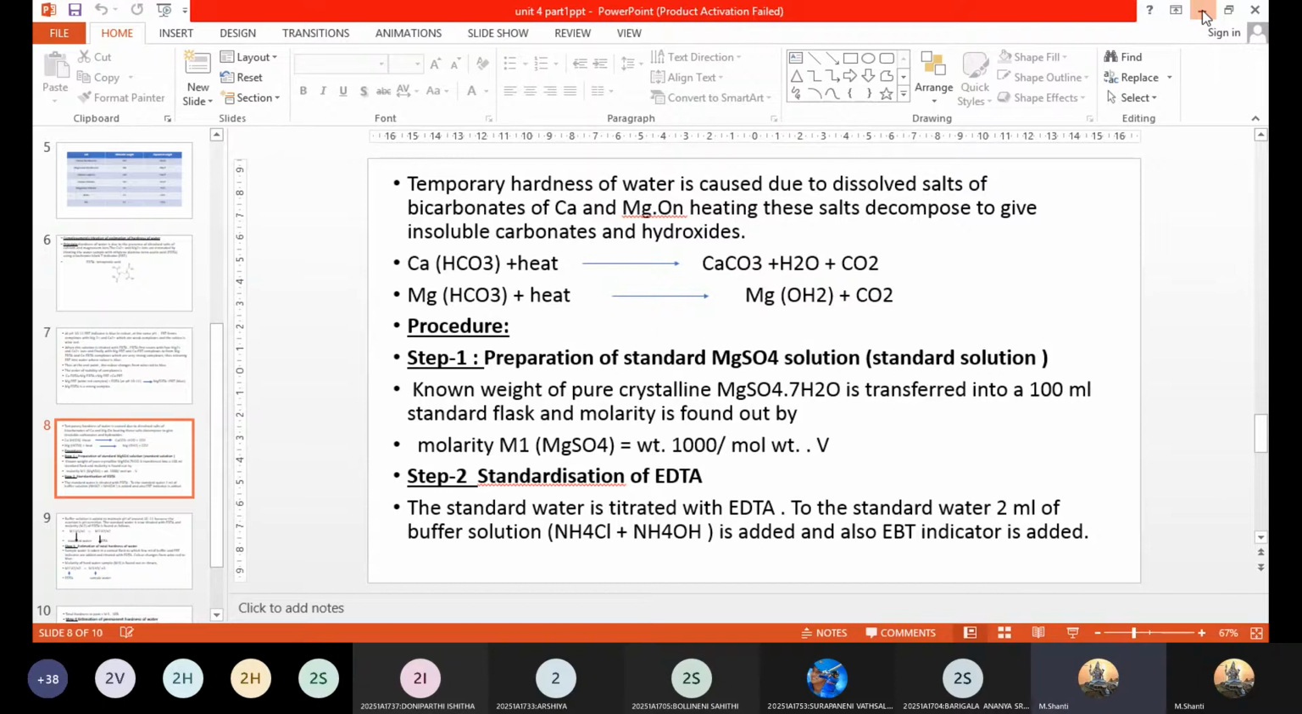See, in the case of calcium carbonate, it cannot be directly dissolved in the water. It has to be dissolved in a little quantity of acid, and then you have to add water up to the mark. Unlike your MgSO4, you cannot directly add water to the salt. Okay.